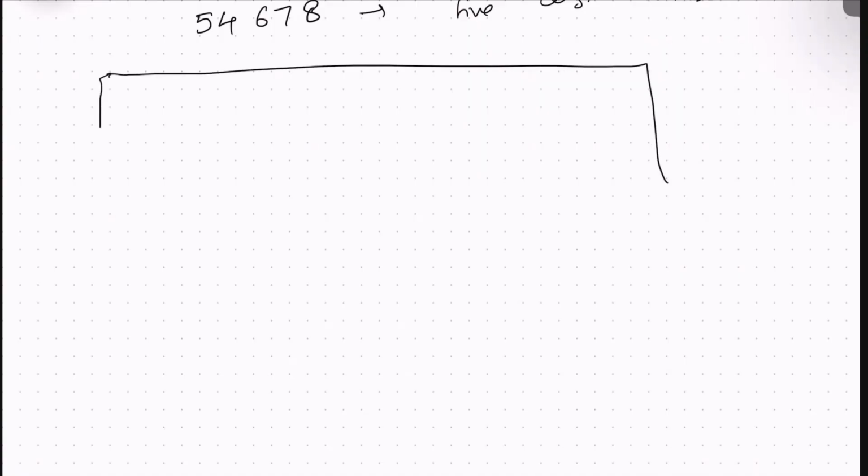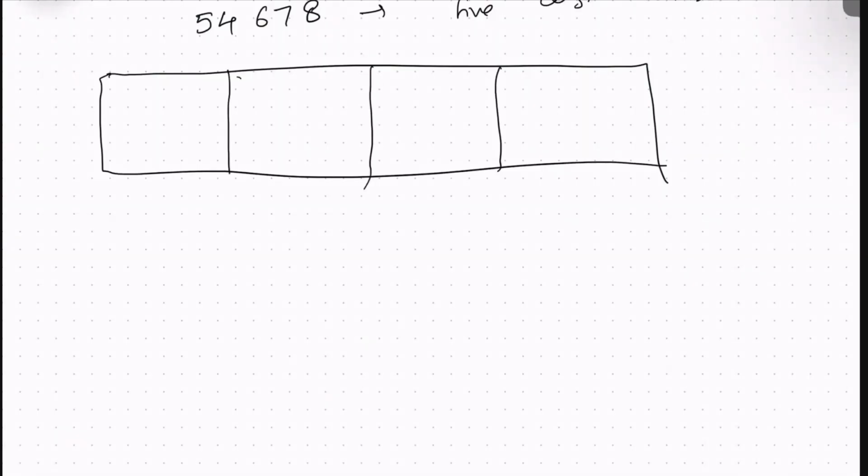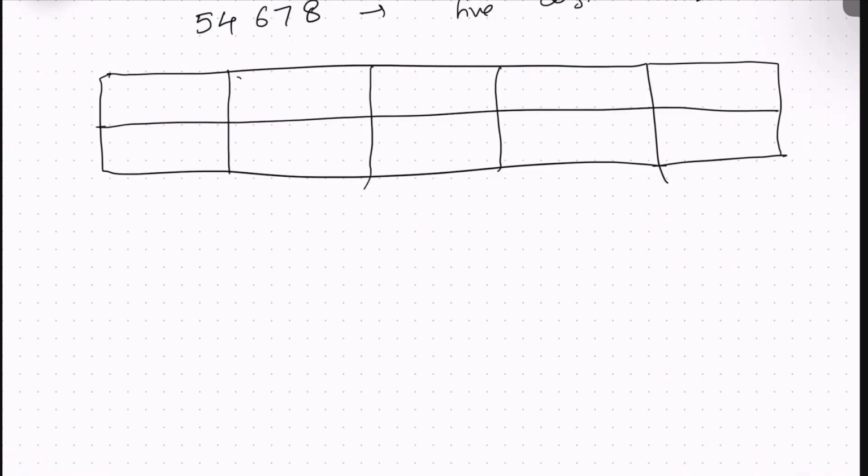It has 5 digits, so the chart should have 5 blocks, and name the blocks from right to left. So it is ones place, tens, hundreds, thousands, 10,000. Just fill up the number.